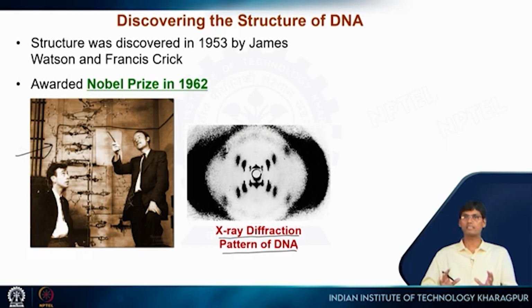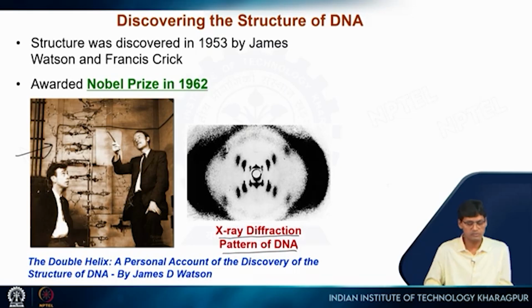I should mention here that during the same time, many other scientists were trying to decode how DNA looks, including Linus Pauling. But James Watson and Francis Crick came up with this model, which proved to be true also. To get more details about the discovery, there is this book, The Double Helix, written by James Watson. This is a fantastic book, and you can go through it.